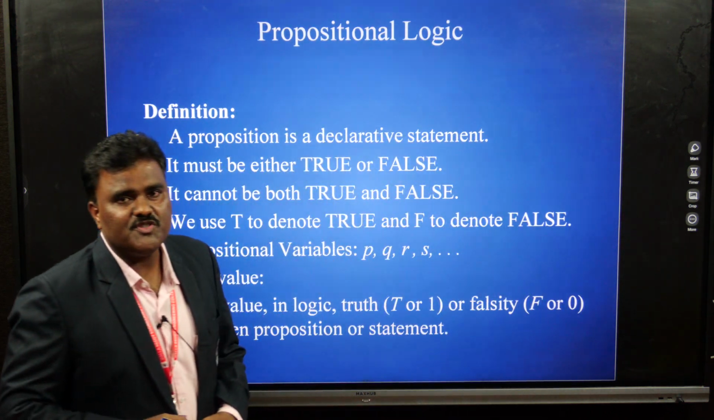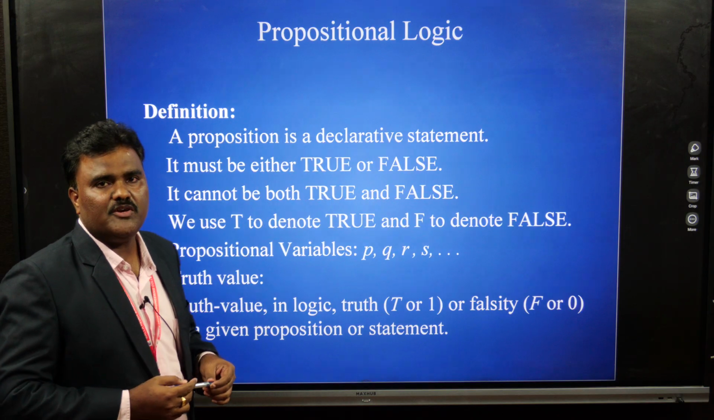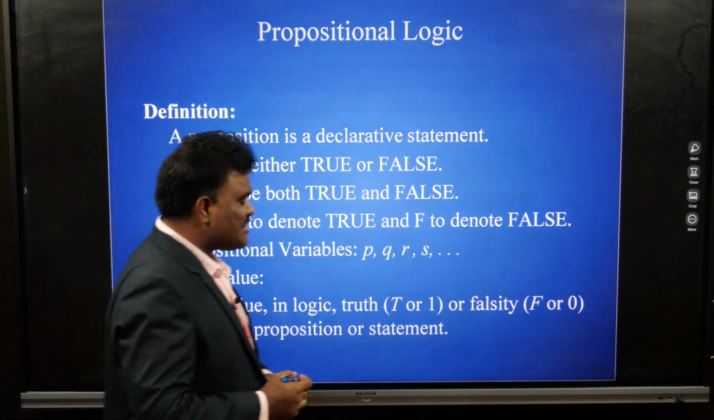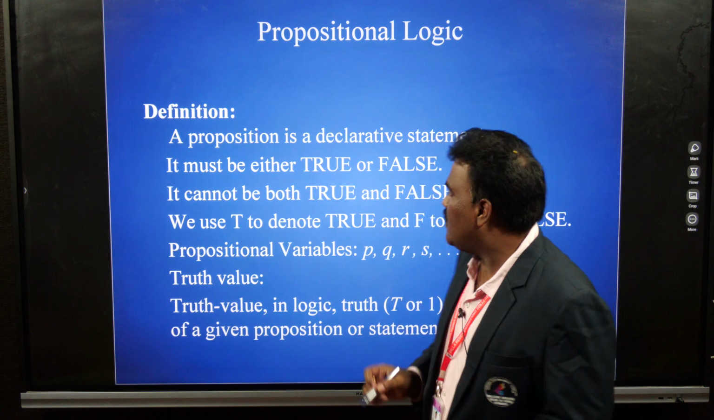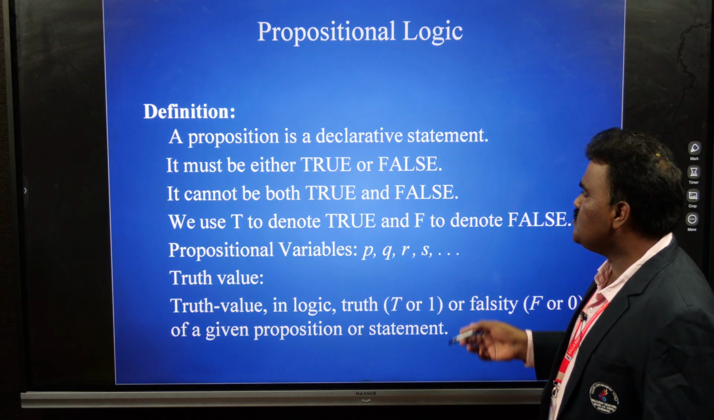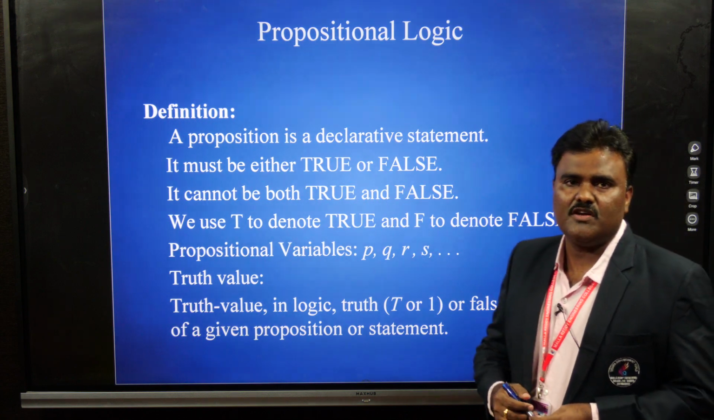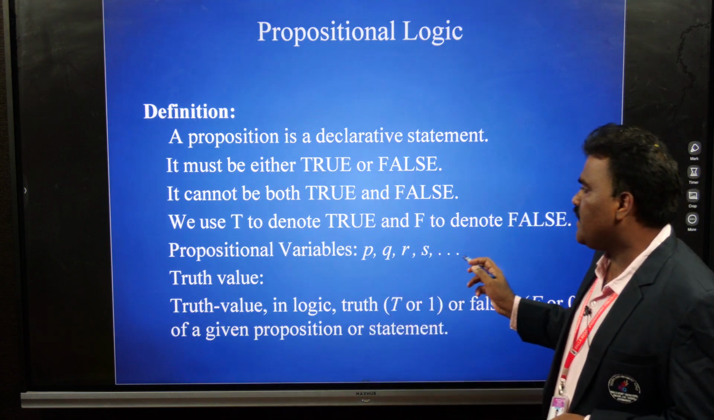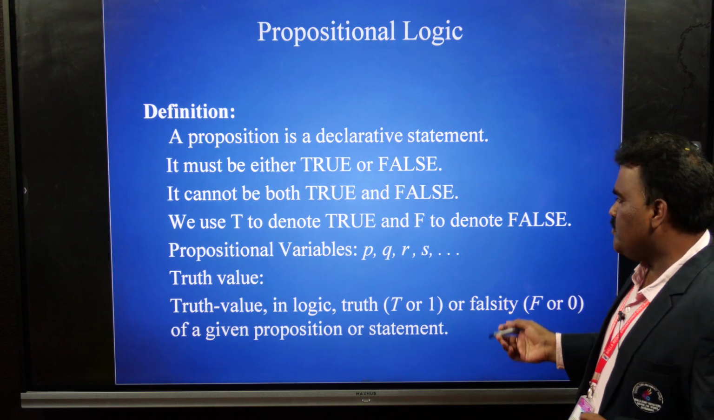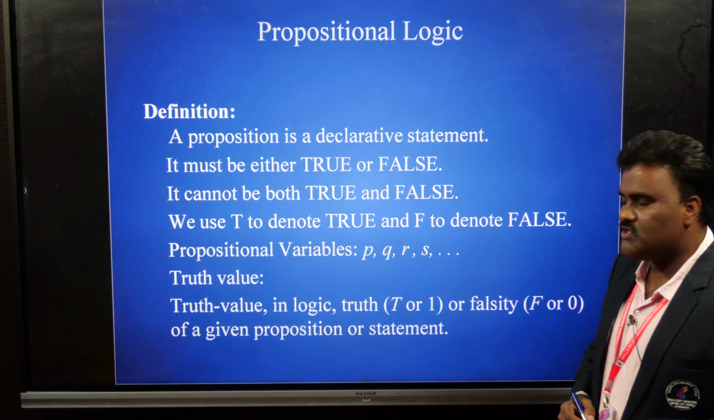So what is propositional logic? A proposition is a declarative statement which must be either true or false, but it cannot be both true and false. So we use T to denote true and F to denote false. Proposition variables are P, Q, R, S. In truth table values, true indicates 1, false indicates 0.